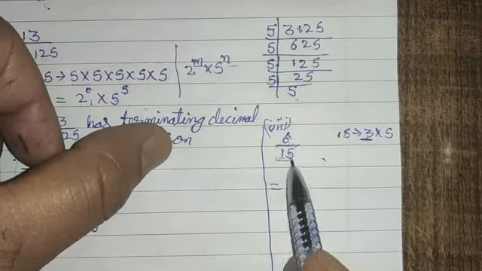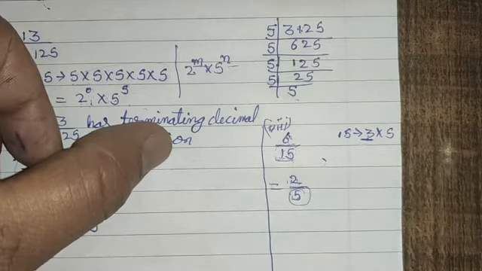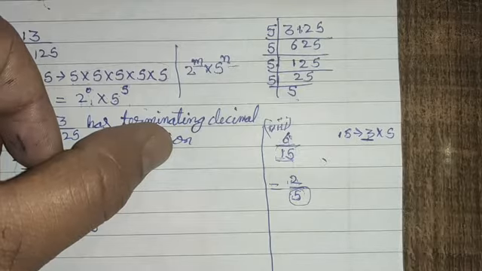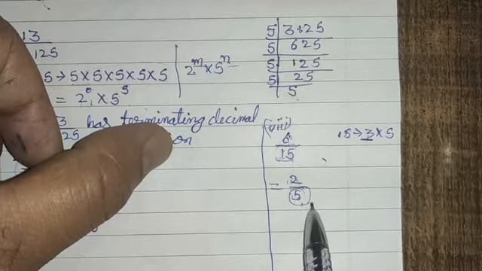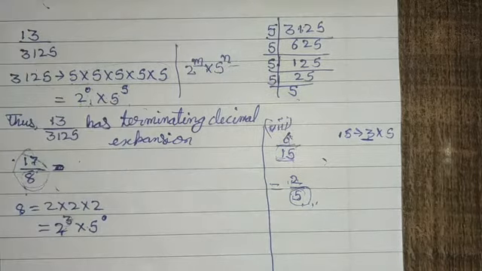Now 6 upon 15 can be converted into 2 upon 5. Now here the denominator is in the form of 2 raised to power 0 into 5 raised to power 1. That means it again has a terminating decimal expansion.